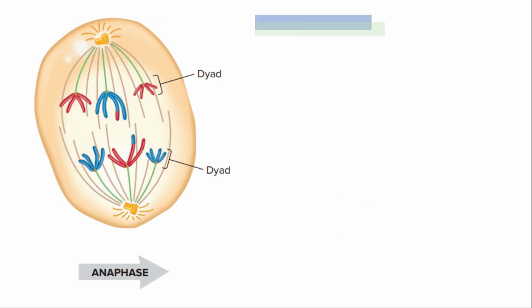Now, during anaphase 1, ang nangyayari dito is similar lang din sa anaphase ng mitosis, kung saan the kinetochore microtubules will pull the chromosomes towards the opposite poles of the cell.